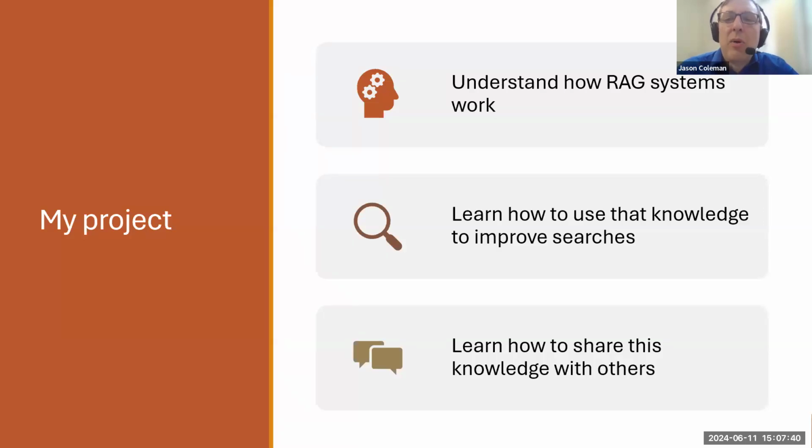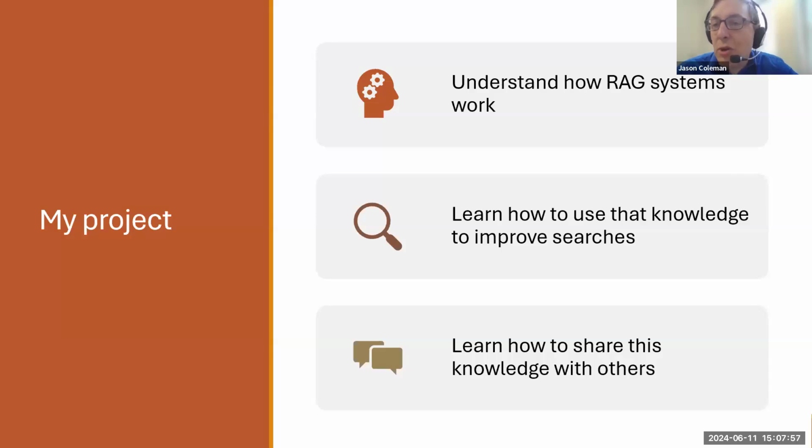So I wanted to understand how retrieval augmented generation systems work. I'll be explaining more about this throughout the talk. Learn how to use that knowledge to improve searches and learn how to share that knowledge with others. And I still am embarking on this.